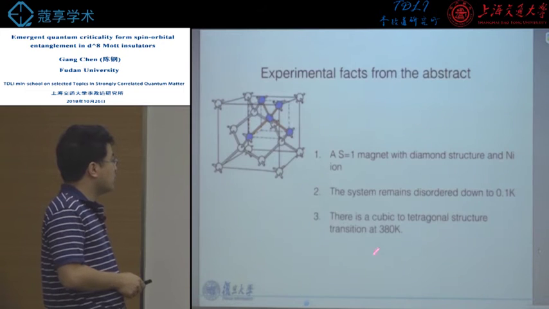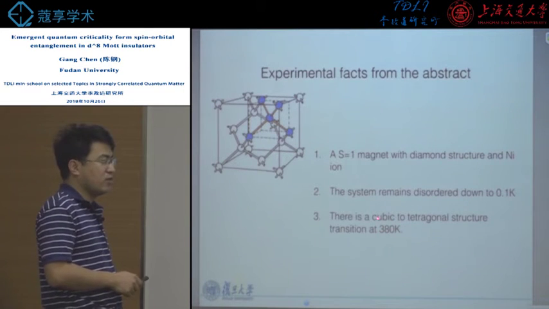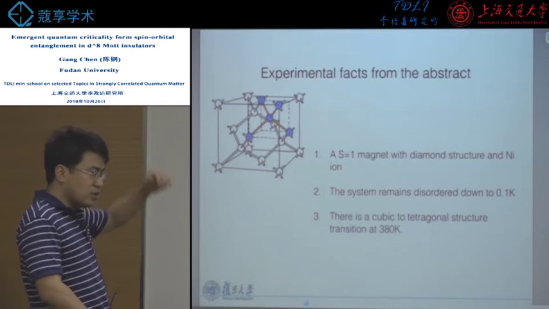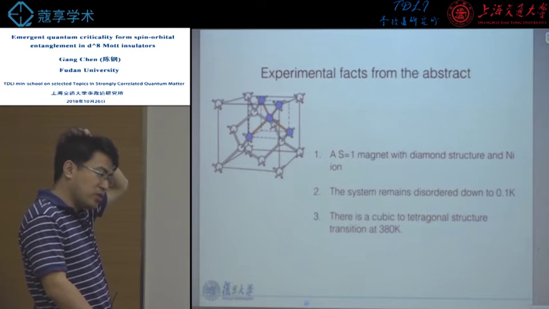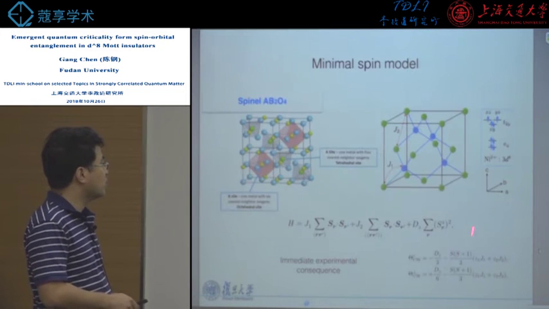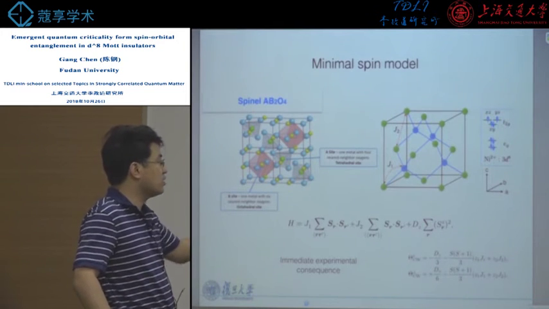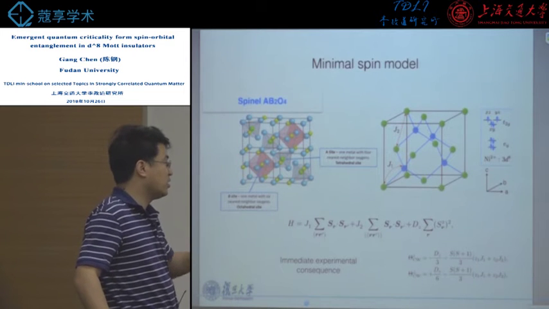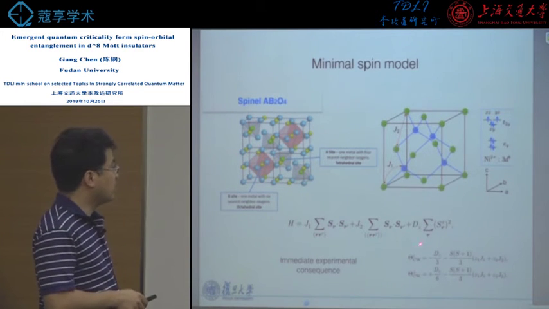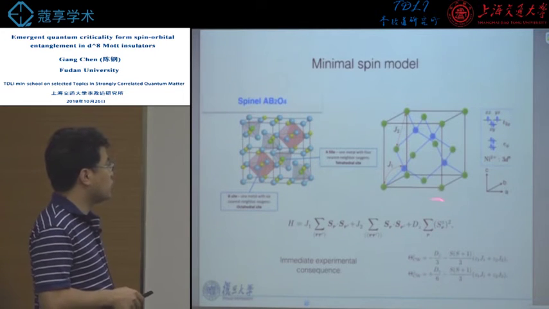this distortion. This cubic to tetragonal distortion occurs at 400 Kelvin. If you go from cubic to tetragonal, the cubic symmetry is gone, so the A, B, C directions are no longer equivalent. The C direction, or Z direction, will be different from the in-plane A, B directions. So you immediately single out the Z component of the spin, and this term is allowed by symmetry.